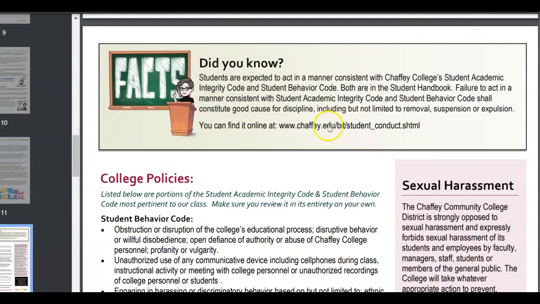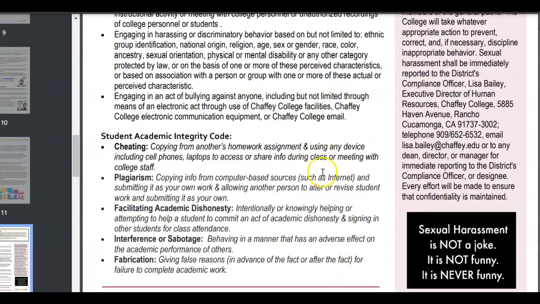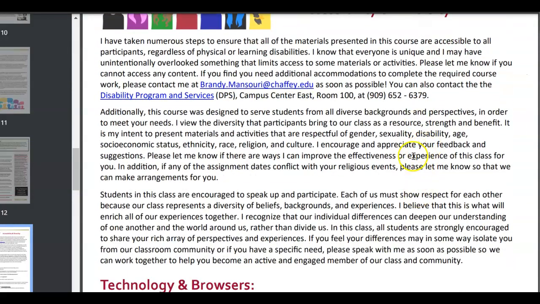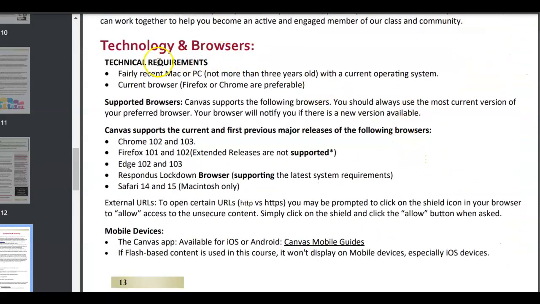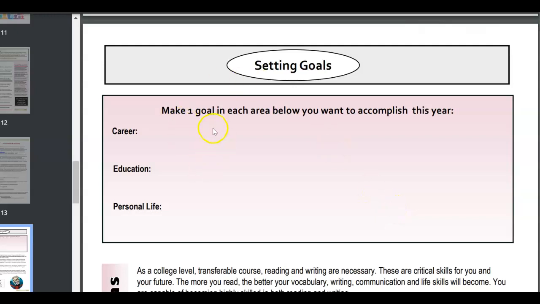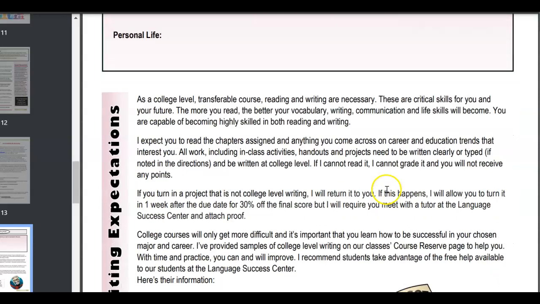There's more information about classroom policies and sexual harassment. Accessibility and diversity, there's information here that is very helpful. Technology and browsers, I updated this, I think, a year ago, so some of this might be a little bit outdated. Setting goals, I think it's really helpful if you set a goal for each of these, a goal for your career, your education, your personal life.